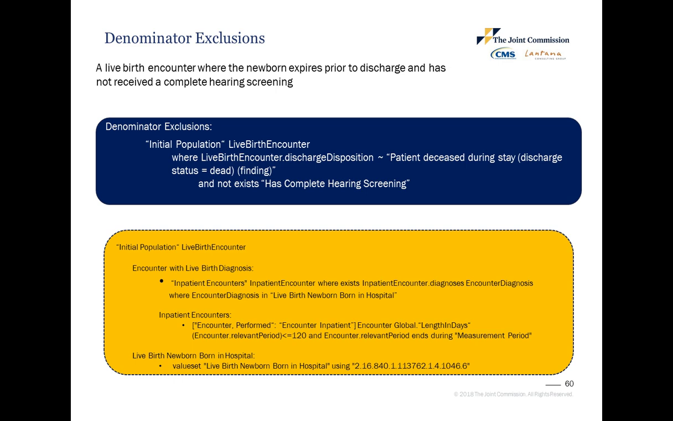So here on slide 60, like with the denominator, we begin building the denominator exclusions logic by pulling in the definitions from the initial population and give it the alias live birth encounter.